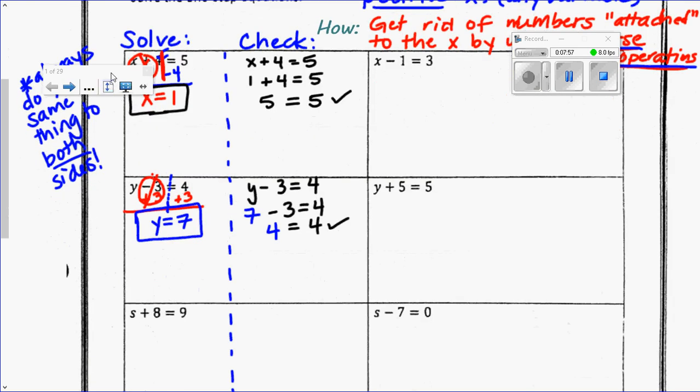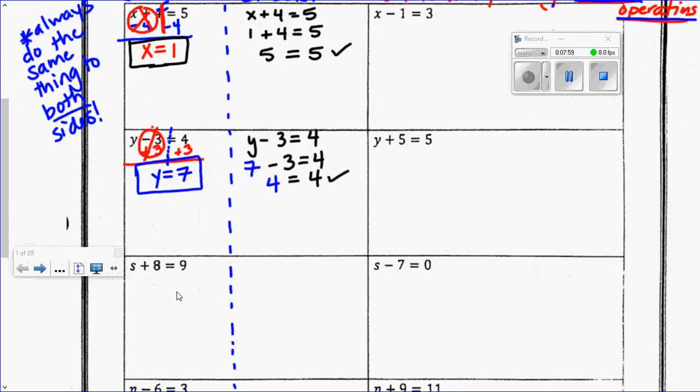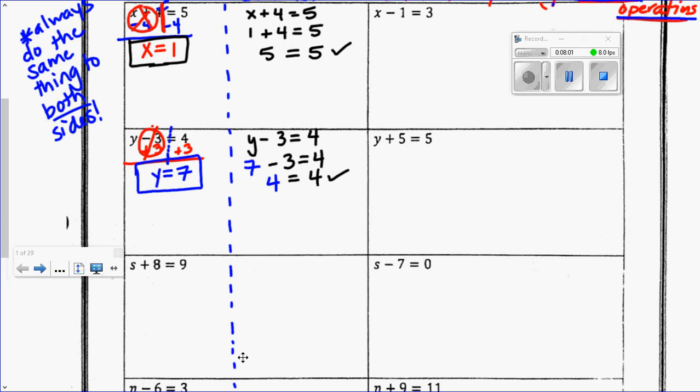Okay, you try this one on your own. At least try setting it up on your own. Pause it, try it, see how you do.